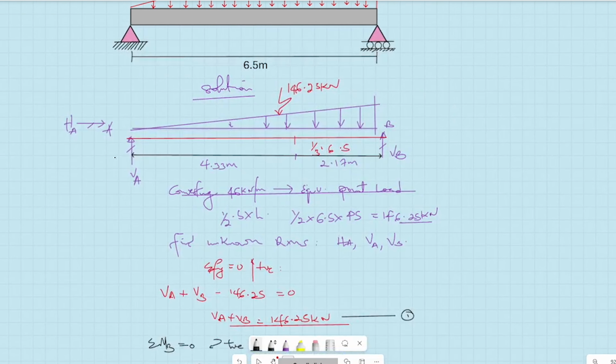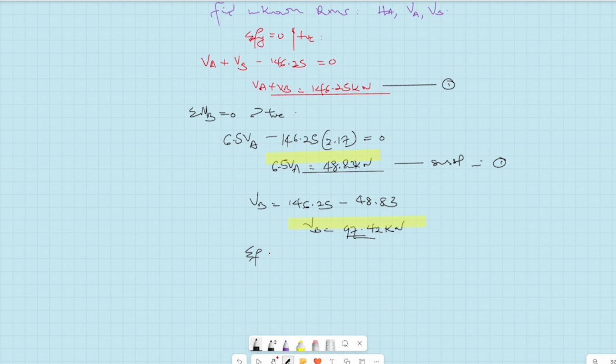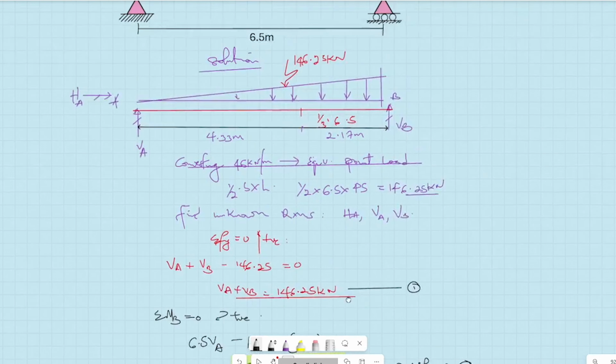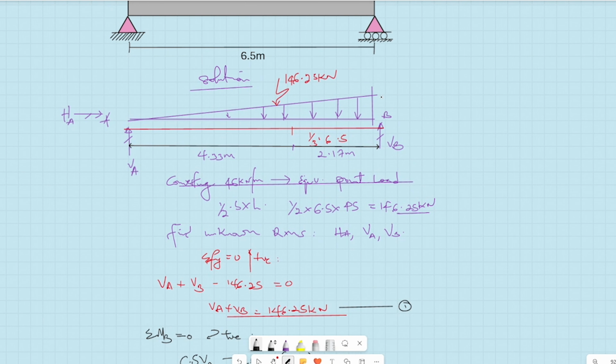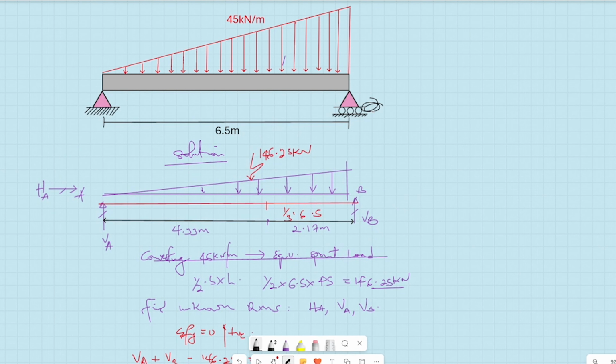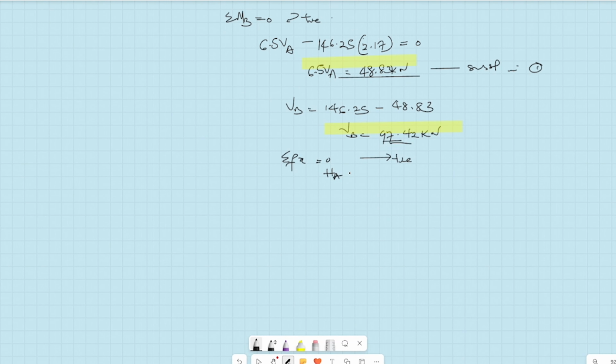Obviously, HA will be 0 because summation of forces on the horizontal axis should be equal to 0. So taking this one to be positive, we have plus HA. There is no reaction here because this is a roller. So there is no reaction, that's 0. So HA is 0. Now we have all our reactions.